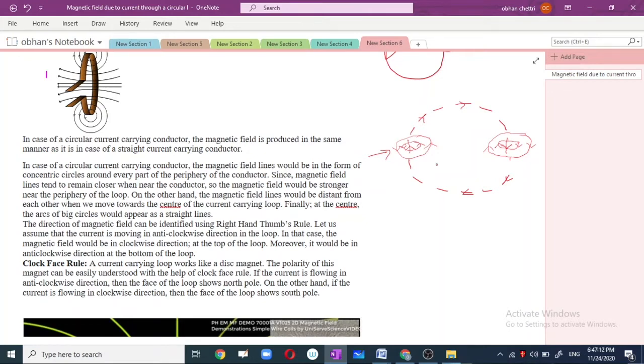So before coming to the clock face rule, let's understand some basic things. Suppose I'm making a circular loop. The part inside the circle, this surface, is considered a face. We will call this surface a face. We can also relate it to the face of a clock.